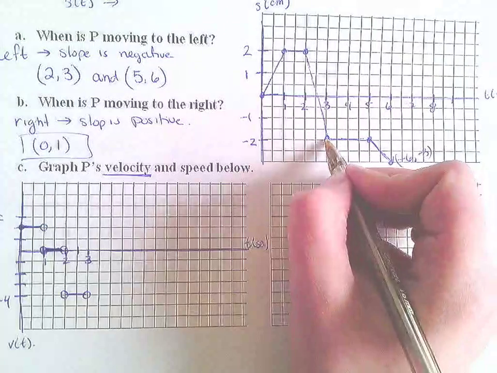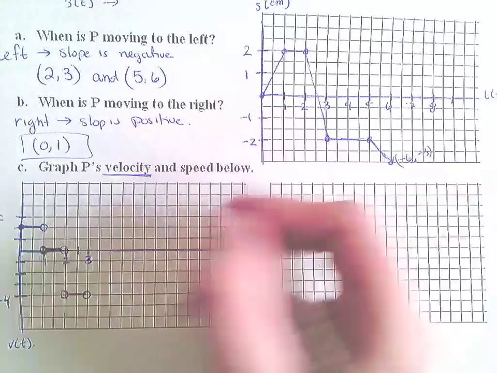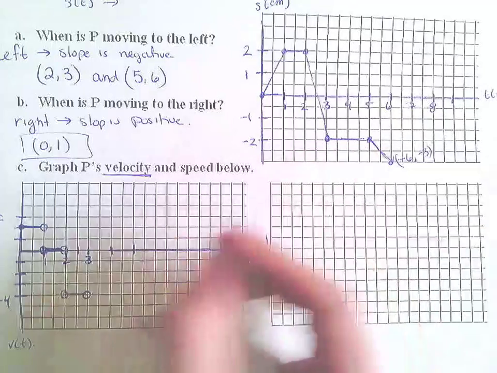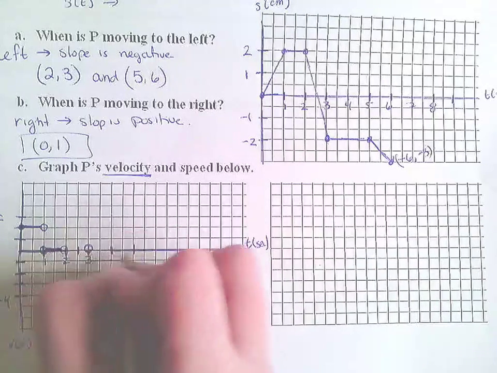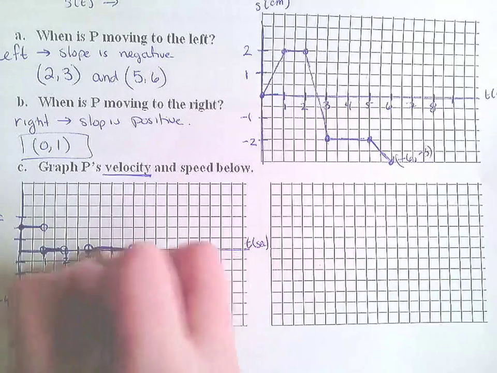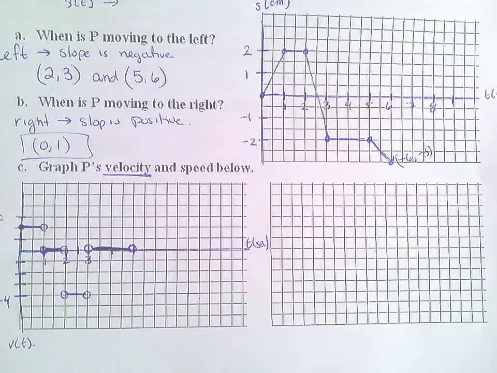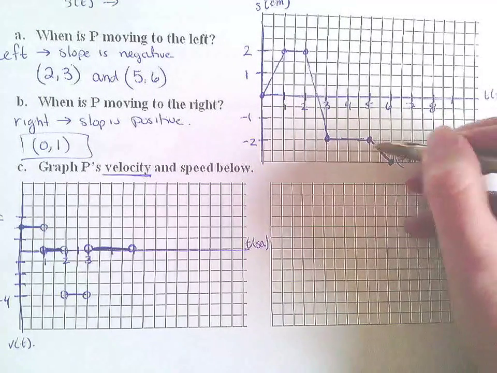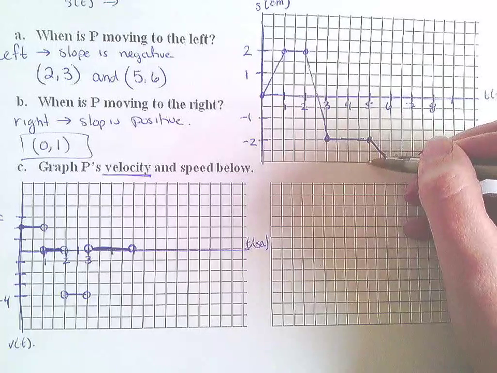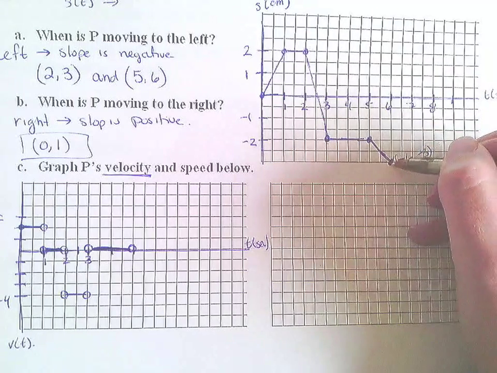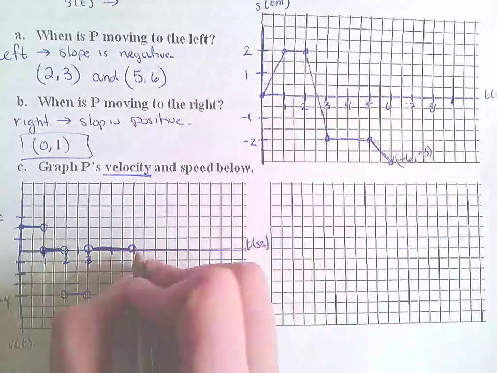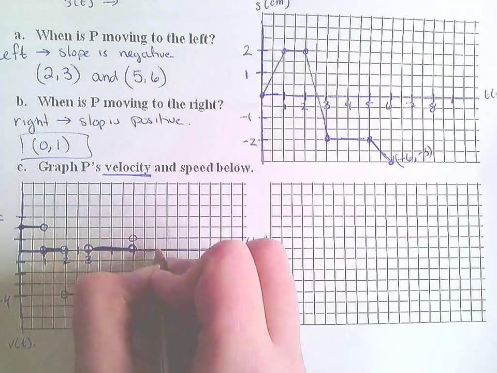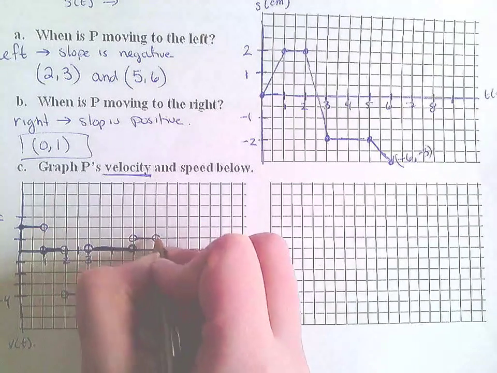Okay, then my slope from 3 to 5, so there's 4, there's 5, is 0 again. So from 3 to 5 is 0 again. And then my slope from 5 to 6, we are going down 2, running 2. So it's negative 2 divided by 2, which is 1. So from 5 to 6, it's 1.